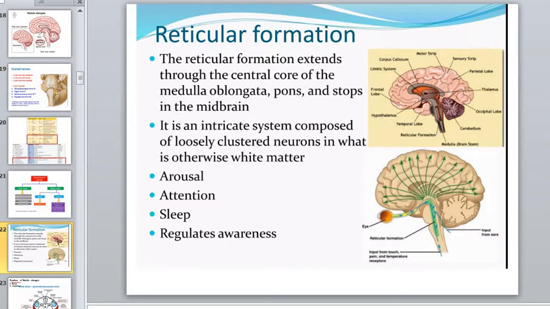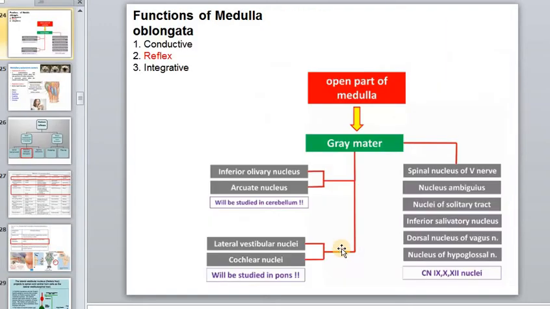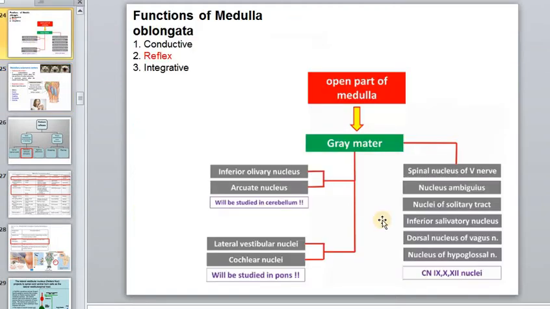The conductive function of the medulla oblongata is realized by the white matter and conducting tracts from the spinal cord. Do you remember these tracts? Some of them change sides of the spinal cord and move to the other side of the brain. The reflex function is realized by the nuclei inside the brain stem. You see part of these nuclei here, and here you see part of the gray matter and some nuclei for voluntary and primary involuntary reflexes.